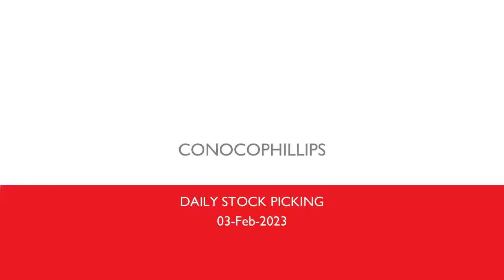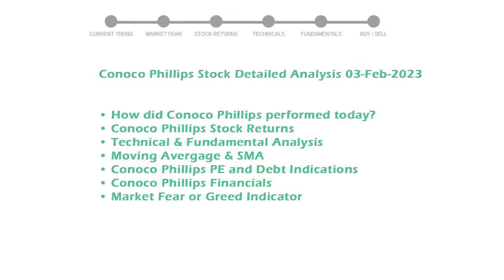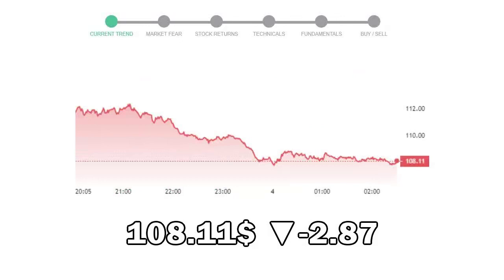Today we are looking at ConocoPhillips stock and its technical and fundamental signals. We will cover all these points for better stock picking. ConocoPhillips closed at $108.11, with a decrease of negative 2.87% in the last trading session.